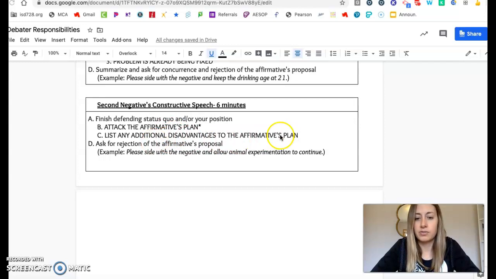Any disadvantages of the affirmative's plan you want to call out. And then ask for rejection of the affirmative's proposal. Example, please side with the negative and allow animal experimentation to continue. So, asking for concurrence again.